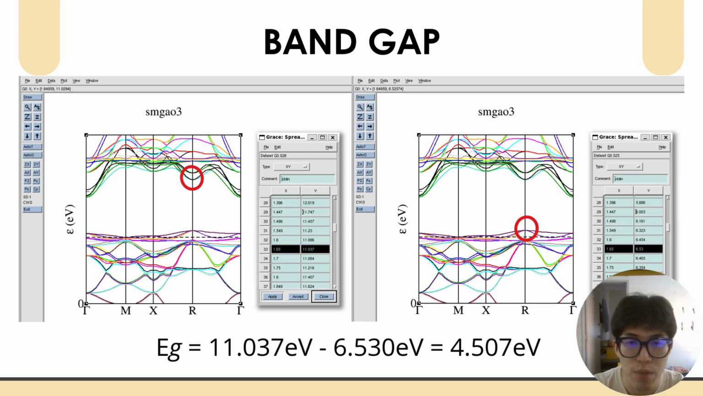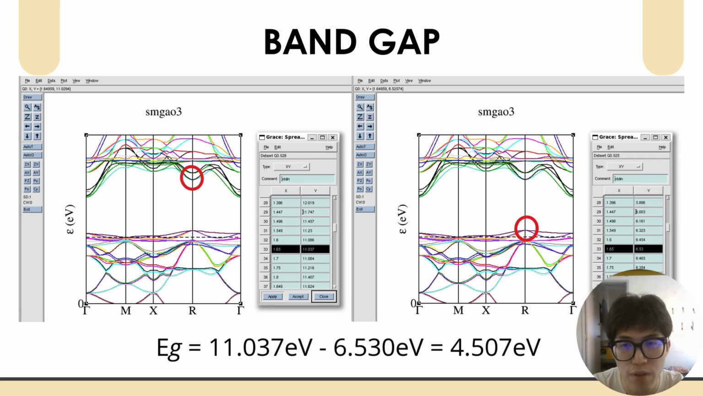Importantly, both the VBM and CBM occur at the same reciprocal space point, R. I've circled the R on the x-axis and marked the two extremes. Because both extremes are at R, this is a direct band gap at R. That means optical transitions across the gap are vertical in k-space and do not require a phonon for momentum conservation. Practically, this implies the material can absorb or emit photons efficiently at energies around 4.507 eV.